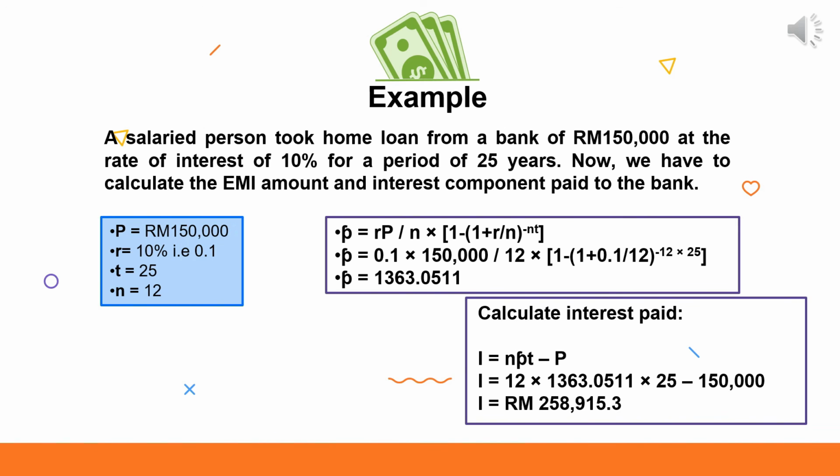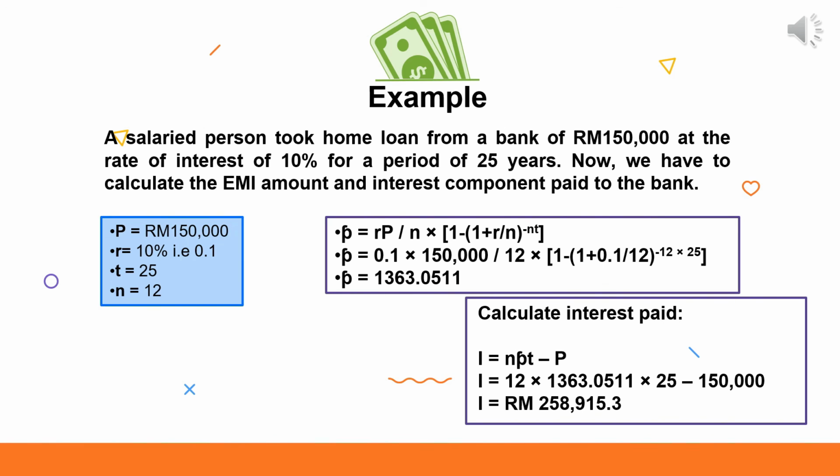So, first thing first, we list all of the information given in that situation. The principal is 150,000 ringgit. The rate of interest is 10%, and we can change it from percent to decimal, and we get 0.1. The time in terms of years is 25 years. And lastly, the number of monthly payments in a year is 12 months.